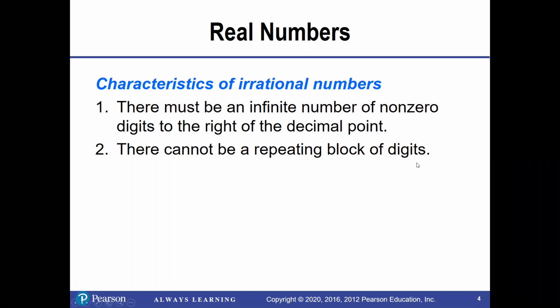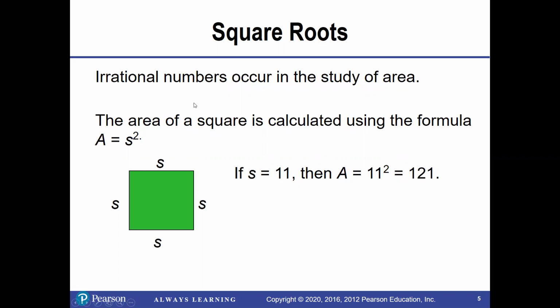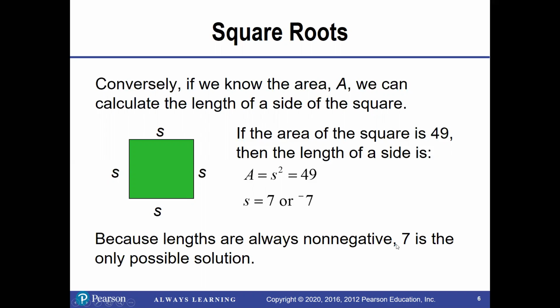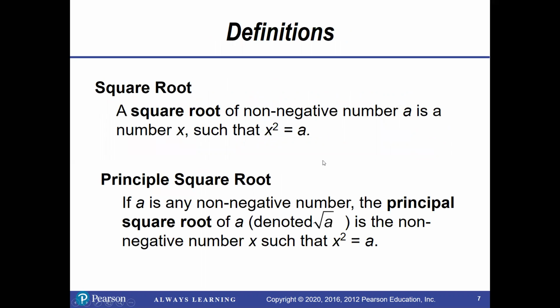The big part of irrationals is going to come from the study of area, because this is where square roots come into play. Area is side squared, which would be 121 for each side. But if you know the area is 49 and you take the square root of that, the side has to be either 7 or -7. Of course, -7 doesn't count because you can't have a negative length. So 7 is the only possible solution. When I take the square root of 49, that's a whole number.